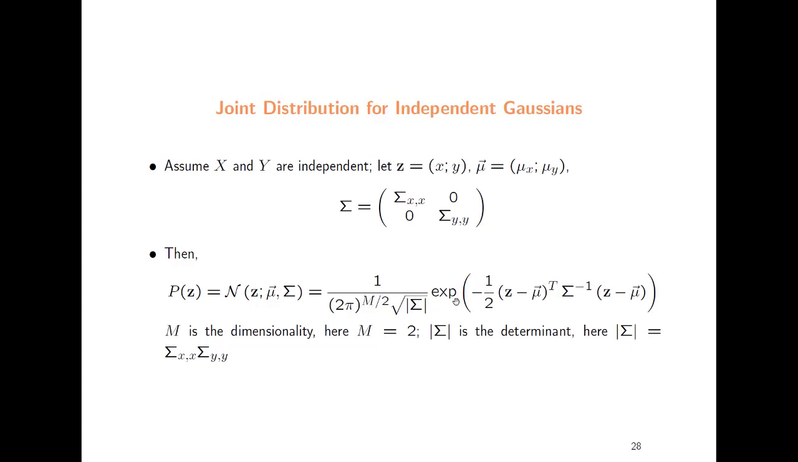And now we have the exponent, and so now we have minus 1/2 z minus the mu value, and here now we need the transpose because it's now a vector. Same vector here on the right side, and in the middle we have the inverse of this covariance matrix, which is again diagonal. In this case we would have 1 over the variances on the diagonal. So m is the dimensionality, here it's 2. This sign means the determinant, and in this case it's just the product of the diagonals.